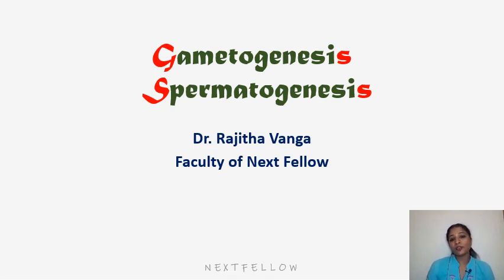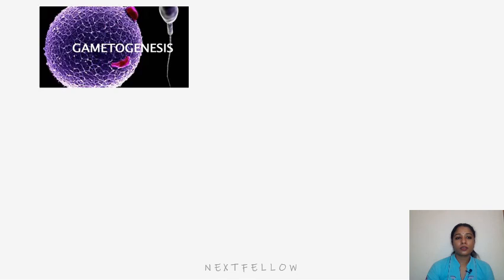So today's topic is gametogenesis and spermatogenesis, where we will see what gametogenesis is and the production of sperms. Gametogenesis is the formation of the gamete from the primordial germ cells and involves cell division, mitosis and meiosis. Meiosis is an important cell division that happens only in gametes.